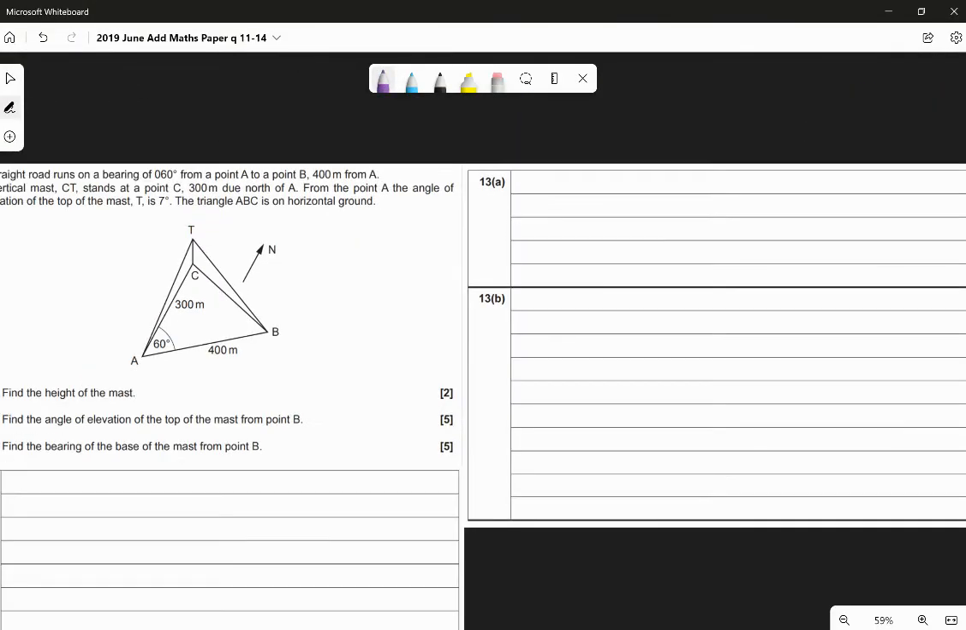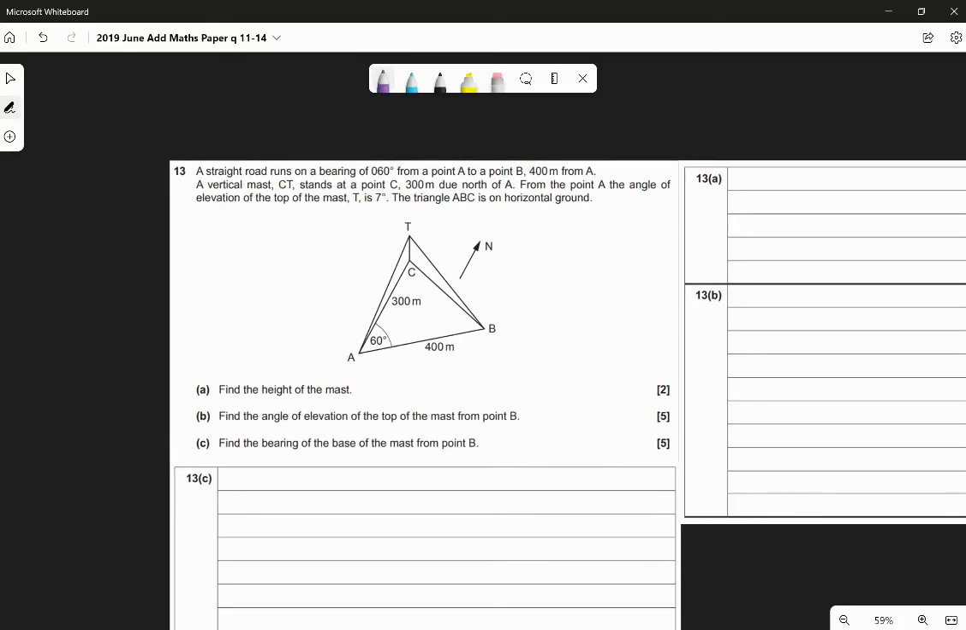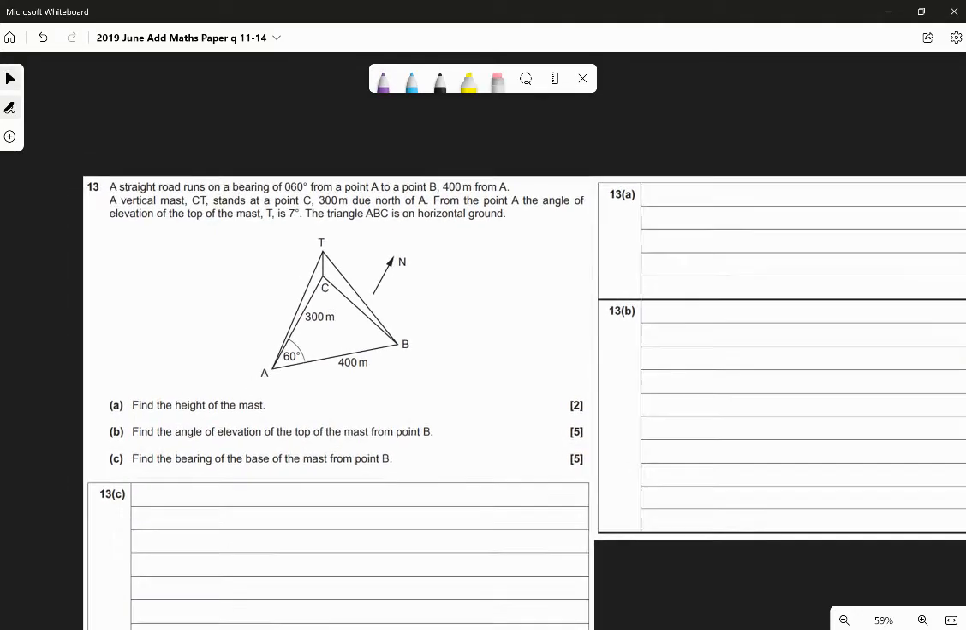Question 13. Aha, this looks like it might be a 3-dimensional trigonometry question. Lovely. Now, the problem with these is that it's very difficult to show a 3-dimensional drawing on a diagram, because you've got a 2-dimensional piece of paper. Okay, I'm going to try and see if I can draw that so it looks easier for us to notice what's going on.